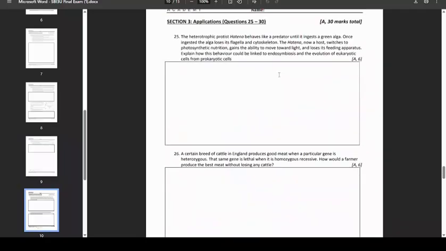Now let's get to application. The heterotrophic protist Hatena behaves like a predator until it ingests green algae. Once ingested, the alga loses its flagella and cytoskeleton. The Hatena, now a host, switches to photosynthetic nutrition, gains the ability to move toward light, and loses its feeding apparatus. Explain how this behavior could be linked to endosymbiosis and the evolution of eukaryotic cells from prokaryotic cells.